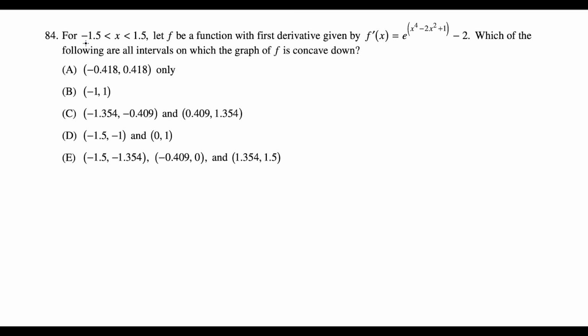For question 84, we're on this interval here, and we have f prime given by this function, and we want to know on which of the following intervals the graph of f is concave down. So we're looking for where f double prime is less than 0, and for this we already have f prime of x, so we have to take the derivative of this function and look for where it's negative.